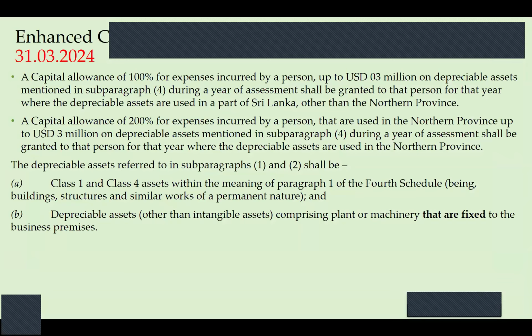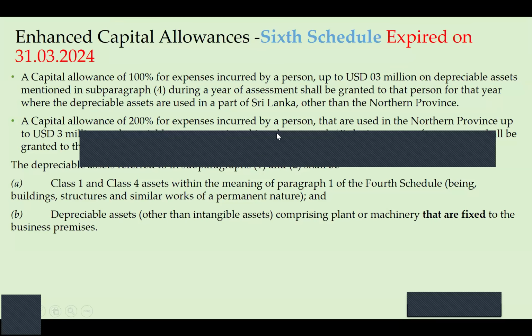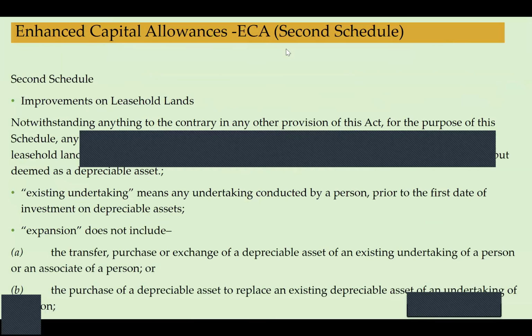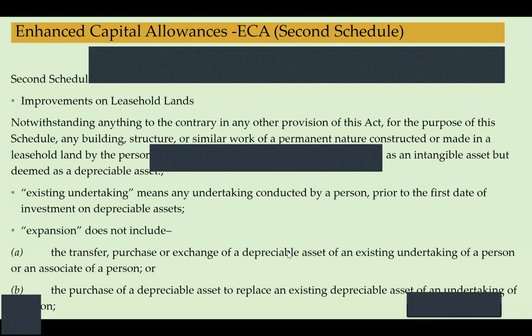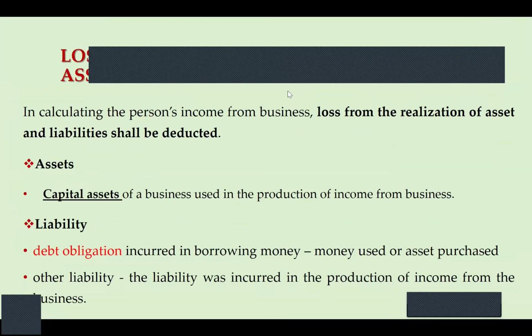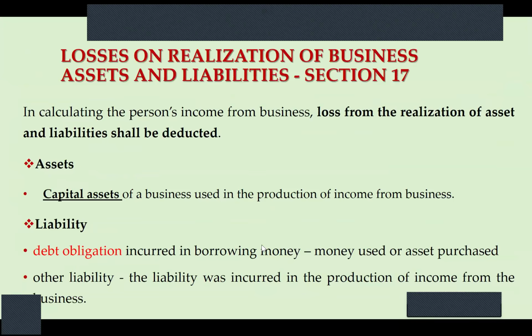Then we have enhanced capital allowances under Schedule 6. That is not available for the year of assessment 25-26 because it expired in March 24. Therefore that is not entitled for the deduction. So those are the important things that are relevant for the capital allowances.